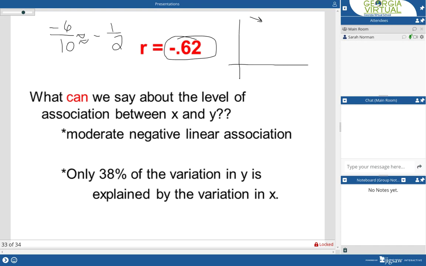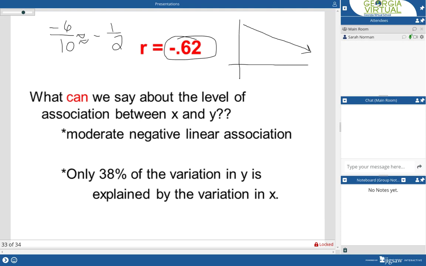So on our graph, we would go down 1/2, down 1/2, down 1/2, and so forth. Let me erase that and actually do a line to represent that.